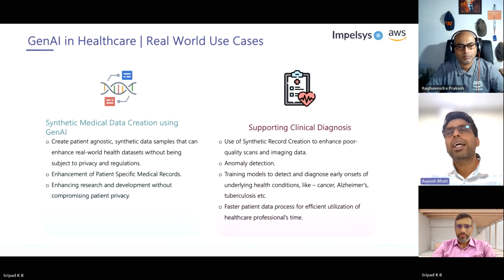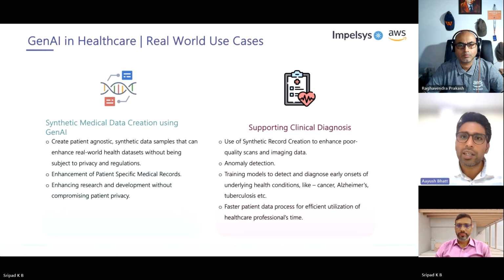Now, if I extend this synthetic data creation capability to a specific user perspective, that is where the supporting clinical diagnosis kind of use cases will come in, where we are using this synthetic capability to enhance the existing patient health record. A typical real world implementation of that would be that suppose a patient has taken an MRI scan, but due to some reason the result has come out poorly.